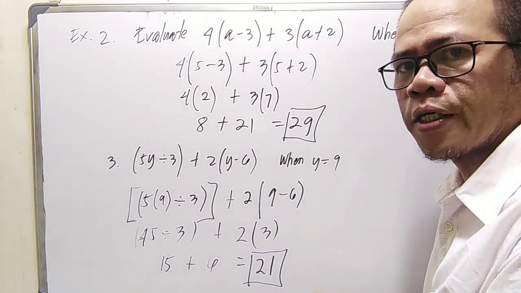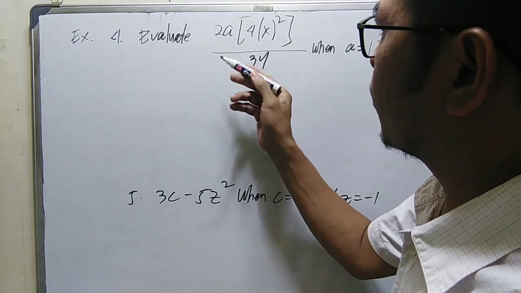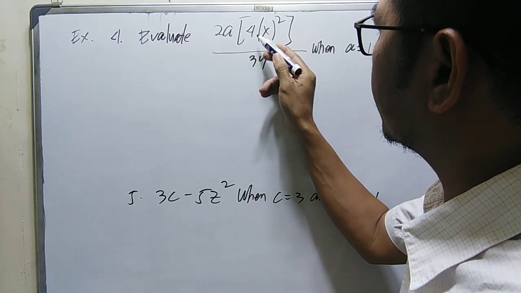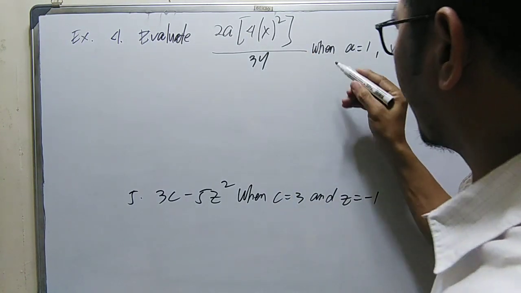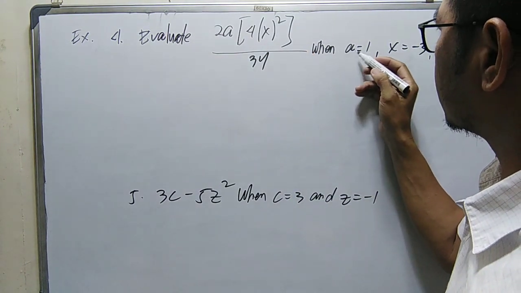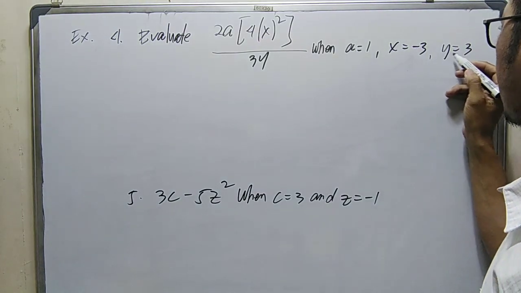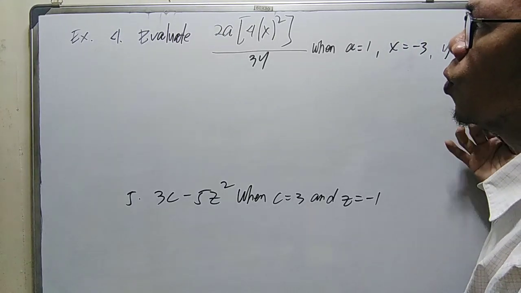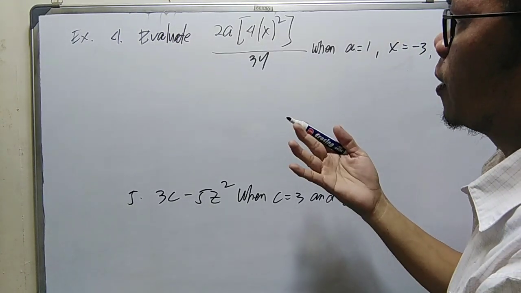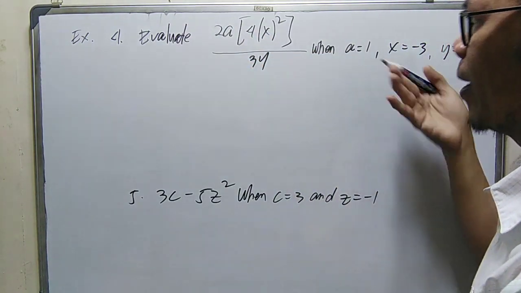Let's proceed to another example. Okay, number 4. Evaluate 2a times 4 times x squared divided by 3y, when a is equal to 1, x is equal to negative 3, and y is equal to positive 3. Okay, all we have to do is to substitute the value of a, x, and y sa ating given.